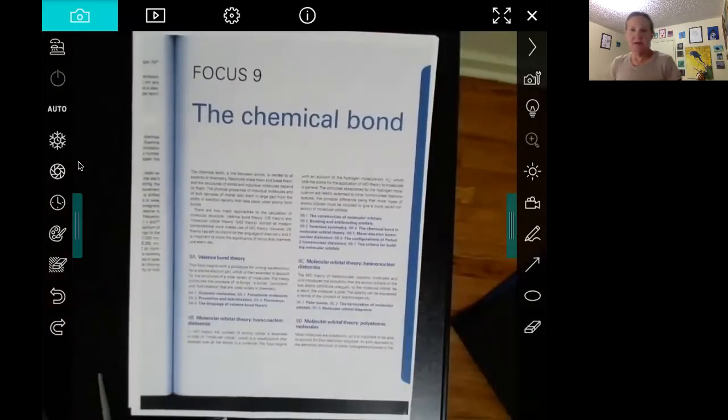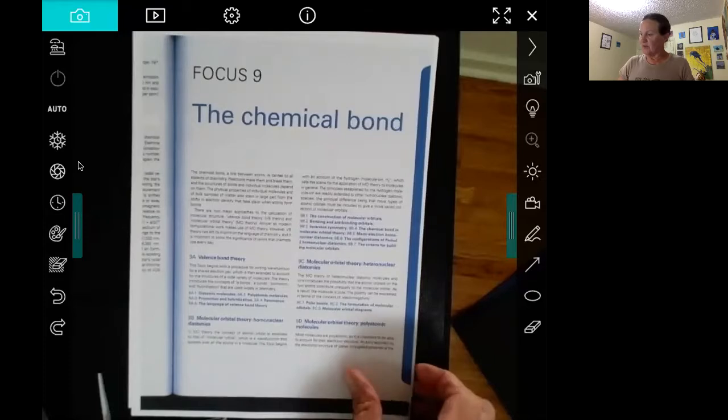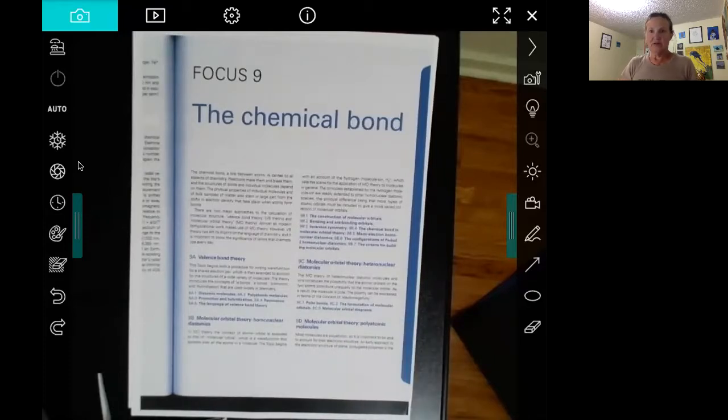So all of Focus 9 is about bonding, so about molecules, how we describe the quantum mechanics of a molecule. So we're going to start with the most basic theory, the first quantum mechanical theory, which was valence bond theory. We'll go through what the important points are.